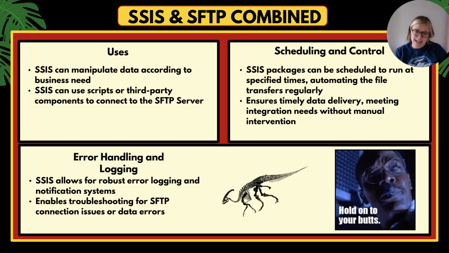But what happens if there's an error? Let's talk about error handling and logging, because nothing in a complex system works perfectly all the time. SSIS also allows us to build robust logging and notification systems. If a file fails to upload, or the connection times out, or the data is missing a critical value, we can log that, flag it, and get alerted. This helps with faster troubleshooting, cleaner audit trails, and less time wondering, what went wrong? It's like building your own electric fences around the data. You might still have a few velociraptor-sized problems, but at least at the end, you'll know where they broke through.